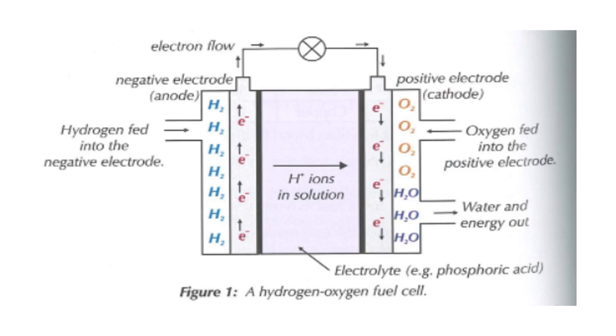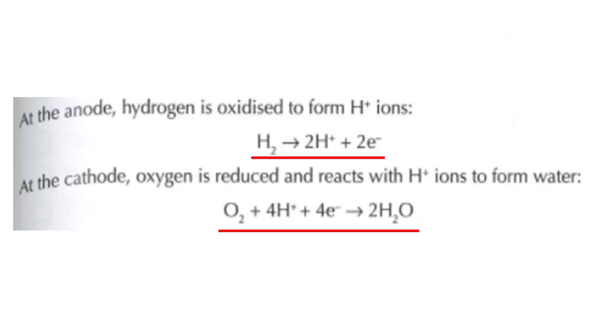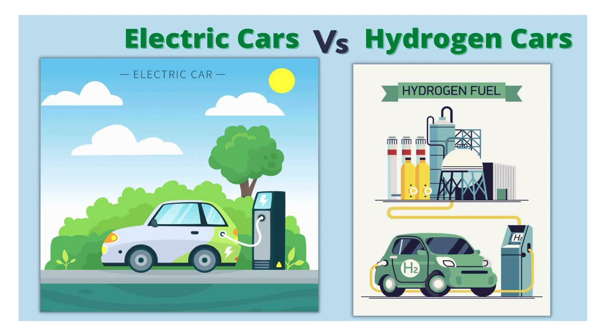Here's another diagram showing the reduction and the oxidation. And here are the half equations. Again, you do need to remember these as triple higher students. Now, finally, comparing electric cars versus hydrogen cars.